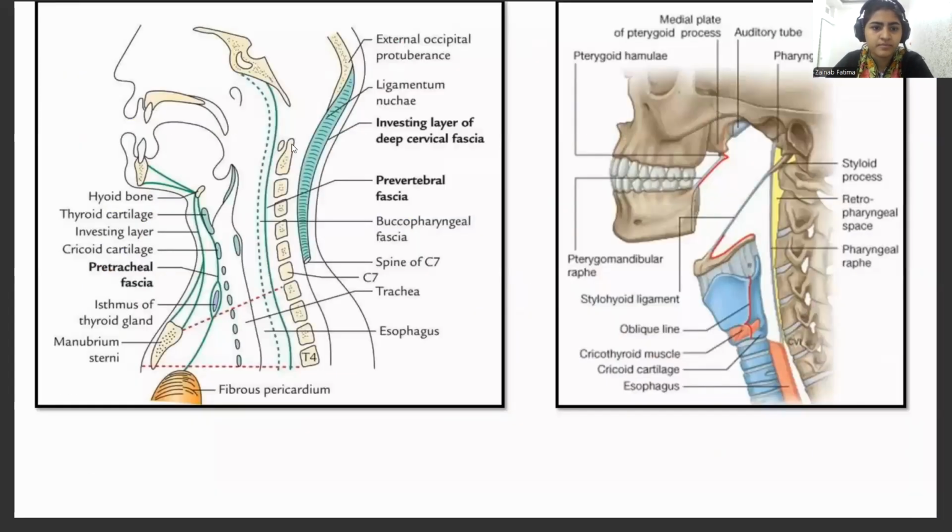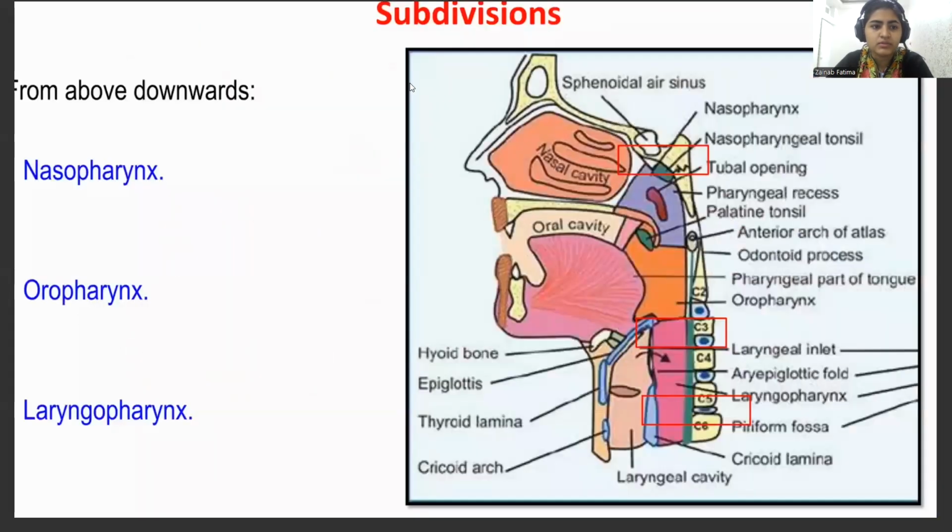Here you can see these are the ligaments we're talking about that are attached. Now we will see two subdivisions. The pharynx is divided into three parts, which are the nasopharynx, oropharynx, and laryngopharynx.